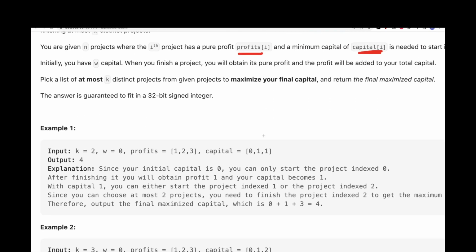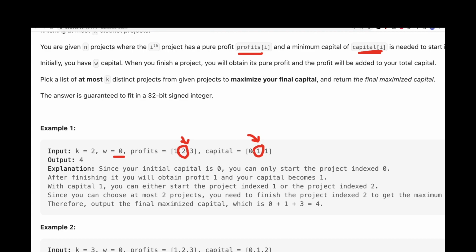Now, one weird thing about capitals for this problem that you need to pay attention to is that if you have capital and you do a project, let's say this one, you don't actually consume one capital. So you don't subtract this value from your overall capital value. This is just how they laid out the problem. So you only add the profit of 2. Let's say your capital was 0 and you do the project at index 1. You would add 2 to your overall capital, but you won't subtract this one.